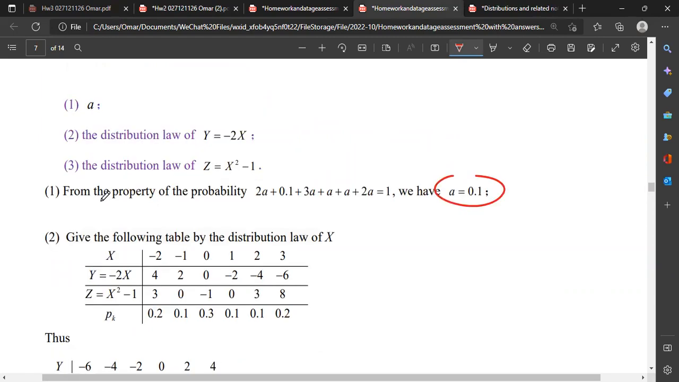And number 2, we have the distribution law of y equal to -2x. So you see y is equal to -2x. So I have to multiply -2 here, also -2 here. Okay, I have to multiply -2 with all the x values. So I will get 4, 2, 0, -2, -4 and then -6.